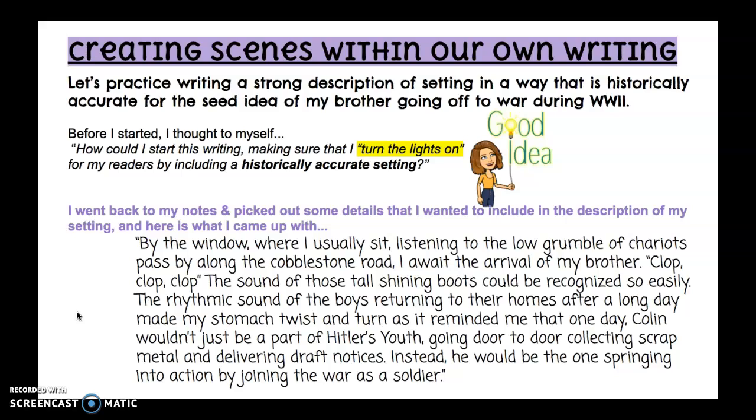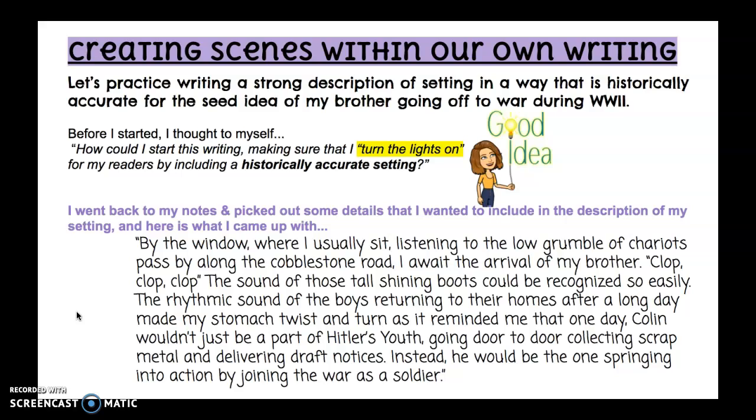Now let's work on creating scenes within our own writing. Let's practice writing a strong description of setting in a way that is historically accurate for the seed idea of my brother going off to war during World War II. Before I started, I thought to myself, how could I start this writing, making sure that I turn the lights on for my readers by including a historically accurate setting? So I went back to my notes and picked out some details that I wanted to include in the description of my setting, and here's what I came up with.